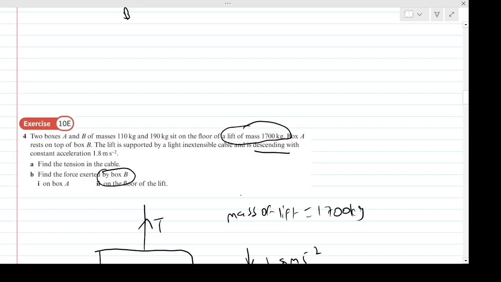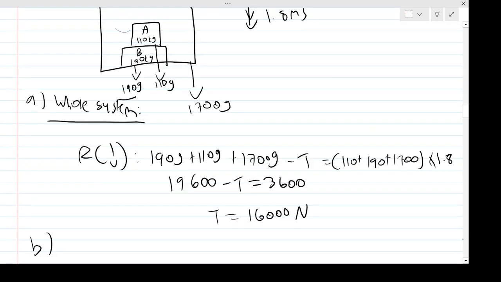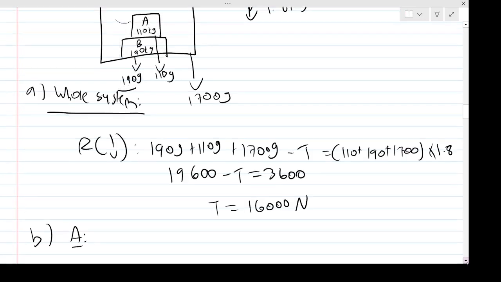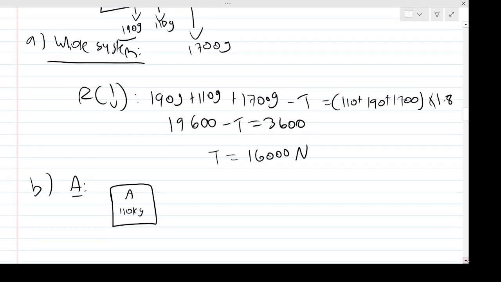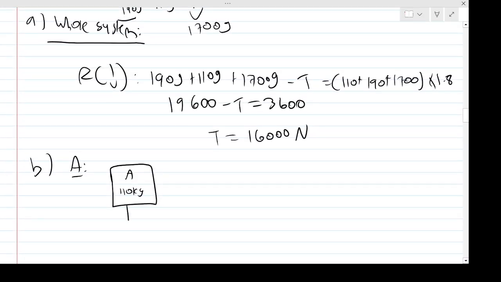by box B. So box B is causing a force onto box A and onto the floor of the lift. Box B is in contact with both A and the lift. If I want to consider the force exerted onto A firstly, let's consider A. The force is just on A. A again is 110 kilograms. Individually, before any contact forces, it's just its weight pulling it down, 110g.